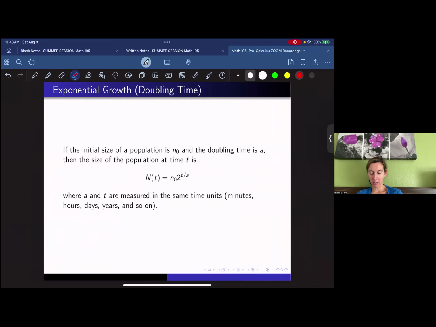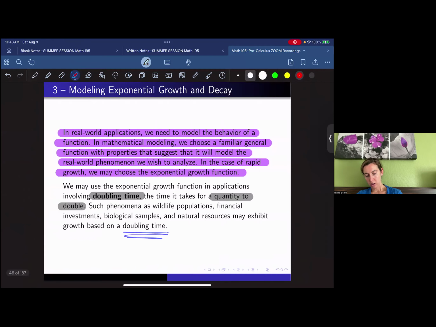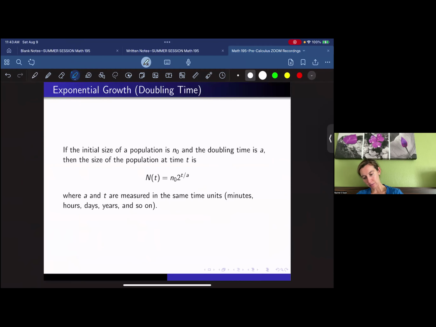Okay, so back to the whole doubling time. If the initial size of a population is N sub 0, and the doubling time is a, that's the key here, right? Our doubling time is a, then the size of the population at the time t, then we get this general formula.